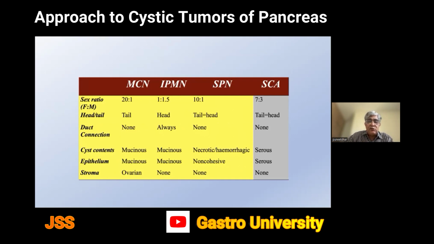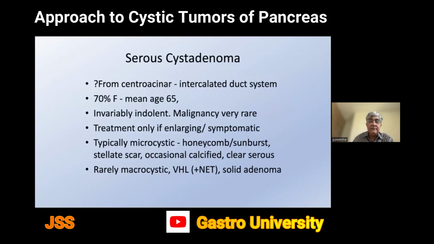The epithelium and the stroma. So the stroma, the important thing is the mucinous cystic neoplasms have an ovarian stroma as well. I'll just come to that in a minute. So just a brief one slide for each. The serous cystadenomas evolved from the centroacinar intercalated duct system. Most of them are in women in the older age group. So if you imagine an old lady coming with a large honeycomb lesion in the head of pancreas, very likely to be serous.